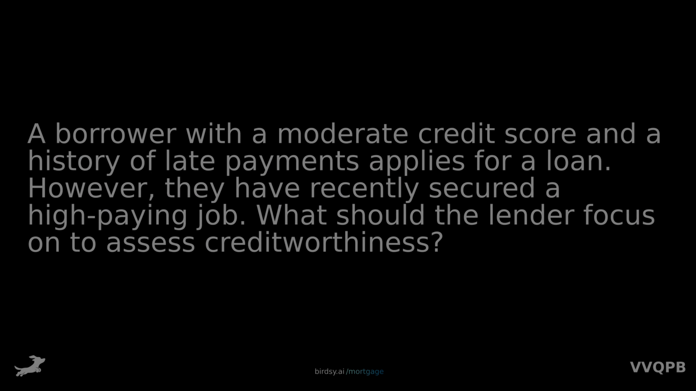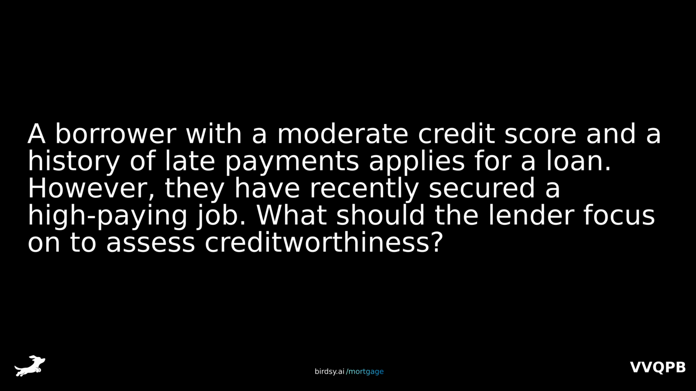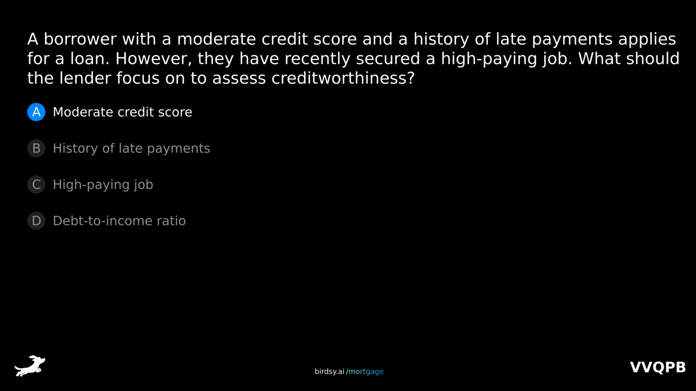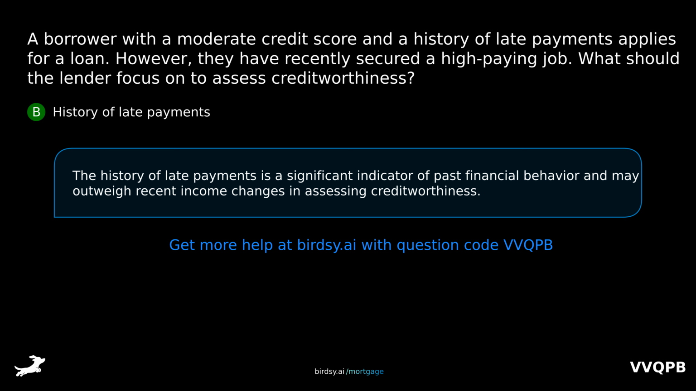A borrower with a moderate credit score and a history of late payments applies for a loan. However, they have recently secured a high-paying job. What should the lender focus on to assess creditworthiness? Is it A, moderate credit score, B, history of late payments, C, high-paying job, or D, debt-to-income ratio? The answer is B, history of late payments. The history of late payments is a significant indicator of past financial behavior and may outweigh recent income changes in assessing creditworthiness.